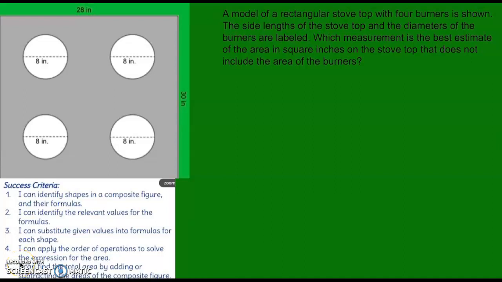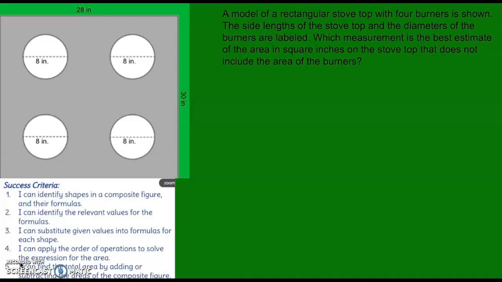Hello, today we're going to continue working on composite figures. The only difference is that today, instead of adding the area of the composite figures, we're actually going to be subtracting, okay? So the first thing I'm going to do is start by reading the problem, then I'll go through the success criteria to solve the problem, okay?